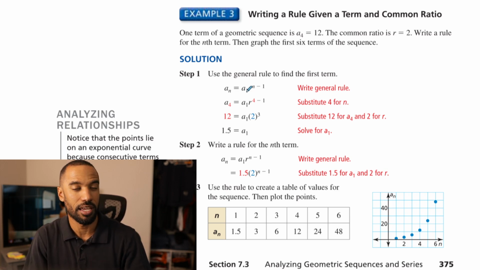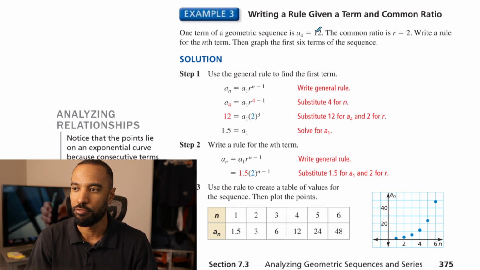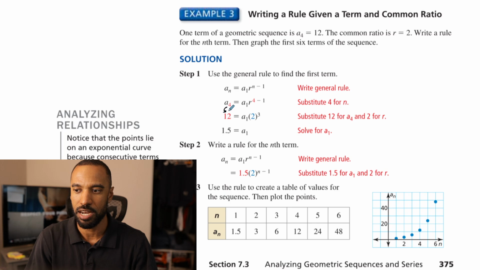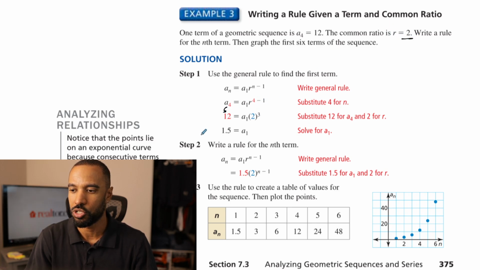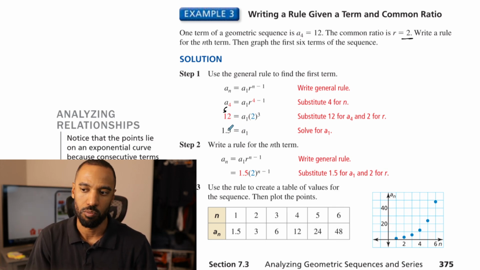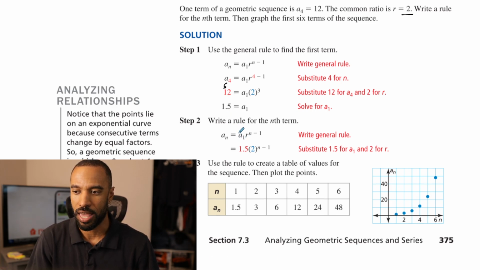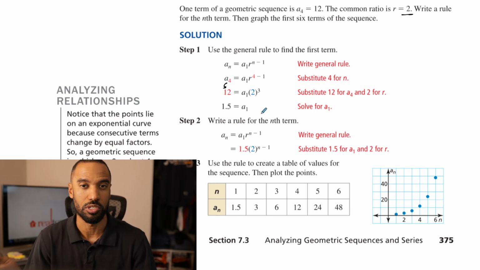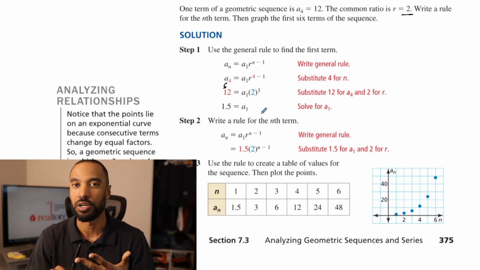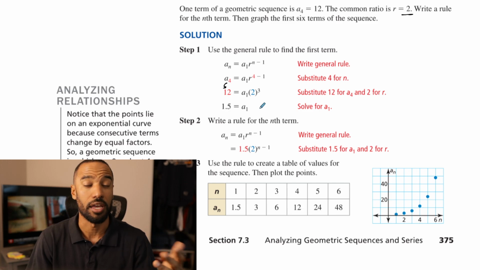Now, I can, again, be cute about it, and I can talk about different ways we can get here. But if the 4th term is 12, then we can substitute a sub 4 in for a sub n and 4 in for n. 4 minus 1 is 3, common ratio of 2. 2 cubed is 8. Divide both sides by 8, and you get a value of 1.5 or 3/2. And then, therefore, you can write the rule that way. Because your whole thing to write the rule is to find the first term and common ratio. If they give you the common ratio, you can use it to find the first term with another point.